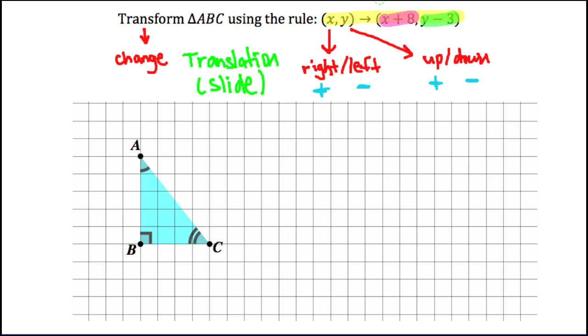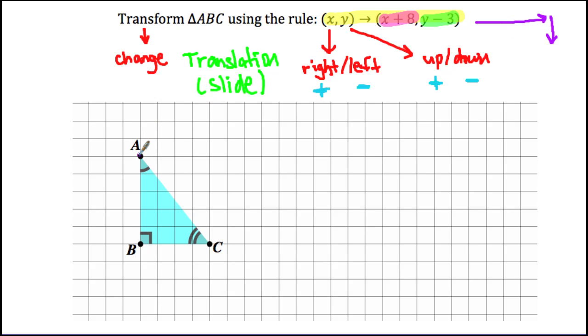Putting these two things together, we are being expected to change the position of this shape by going to the right 8 units and then down 3 units. Those arrows here just give us a general idea of what's going to happen. So let's actually do this. The first thing I'm going to do is start at point A, and I'm going to actually count on the grid.